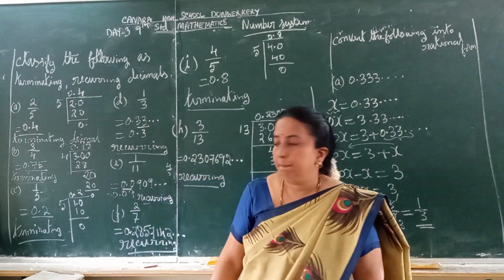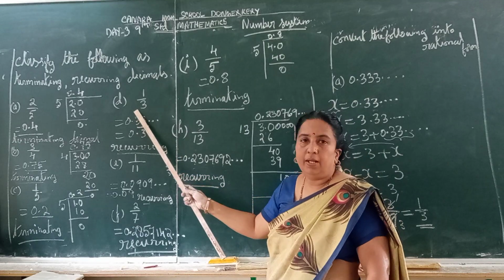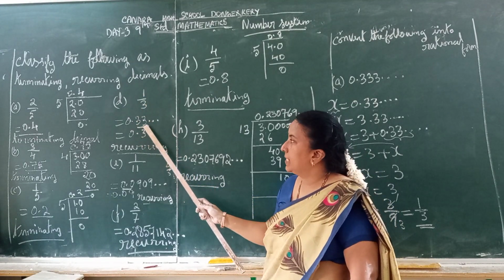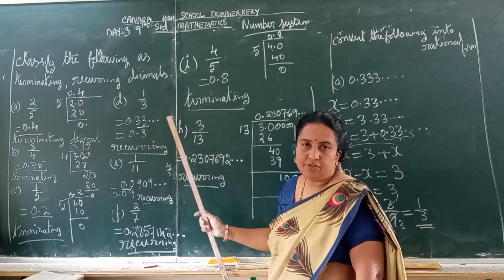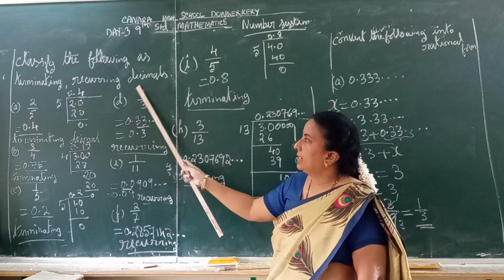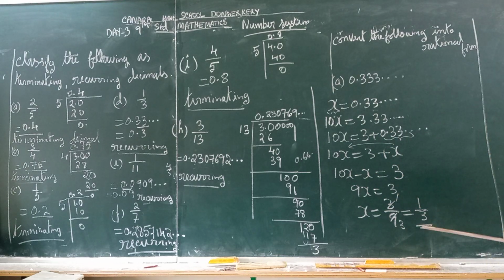Turn the pages back and see in the previous sum, 1 by 3, when we converted into decimal form, we got 0.3333 and so on. When 0.33 is given, its rational form is 1 by 3. You got the same answer now? Understood?